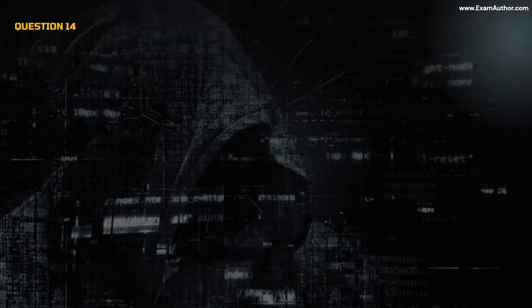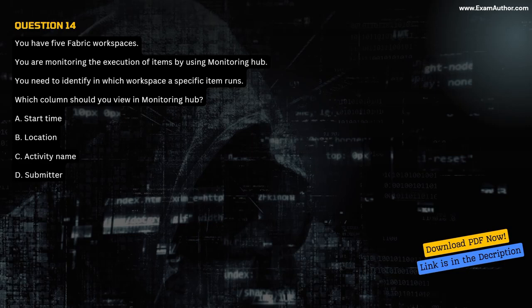Question 14. You have 5 Fabric workspaces. You are monitoring the execution of items by using Monitoring Hub. You need to identify in which workspace a specific item runs. Which column should you view in Monitoring Hub? A. Start time. B. Location. C. Activity name. D. Submitter.